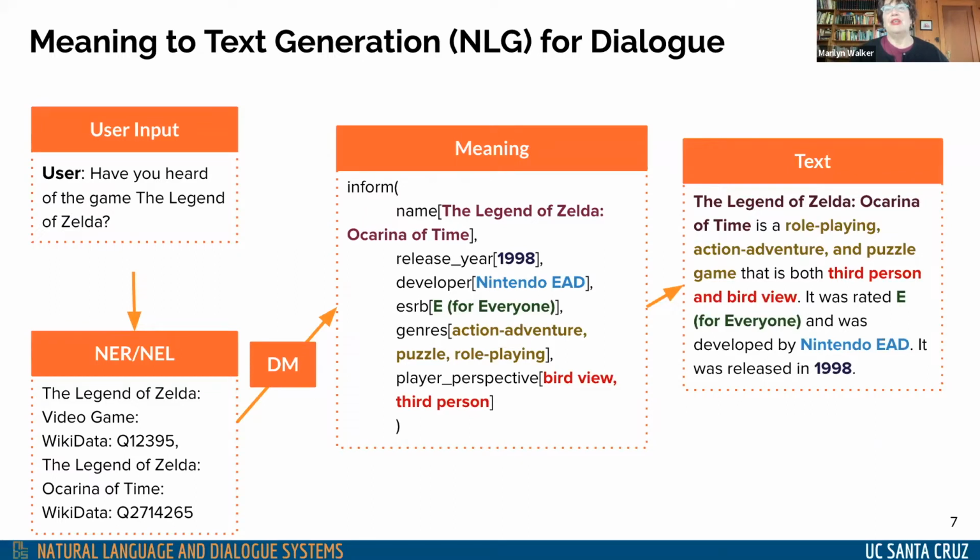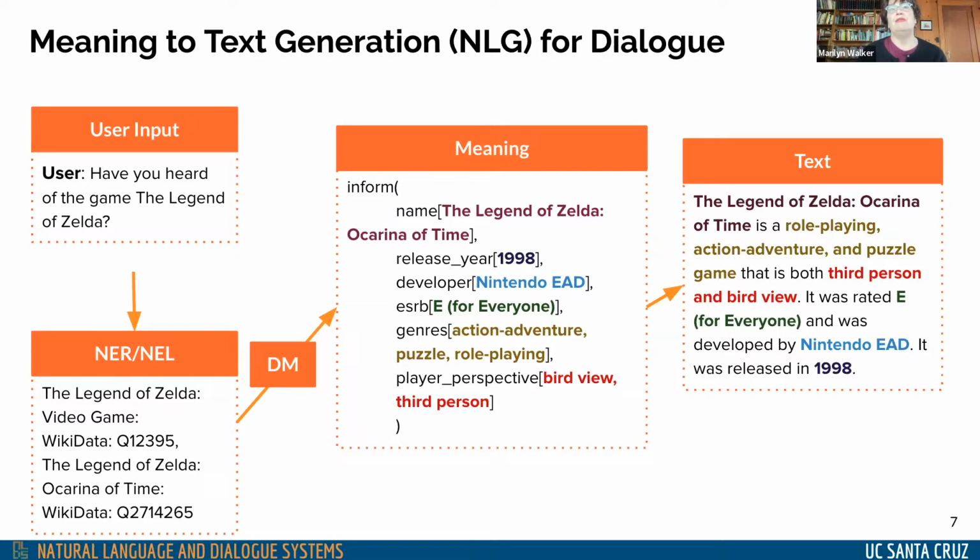And then we generate a user response. The Legend of Zelda: Ocarina of Time is a role-playing action adventure and puzzle game that's both third person and bird view. It was rated E for everyone and was developed by Nintendo EAD, and it was released in 1998.